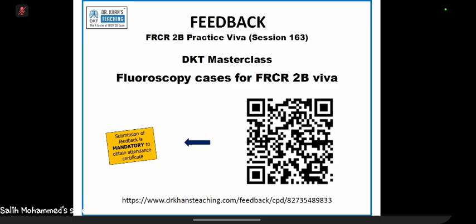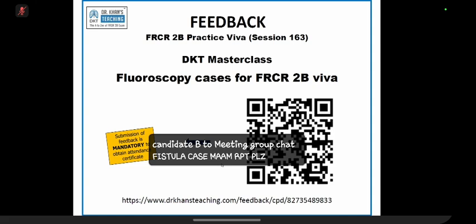I'm trying to see if you have any more questions. Please show the last case fluoro image explained by you with arrow. Ultrasound is fine, but explain fluoro. Okay, so I will do that. This is the last case.